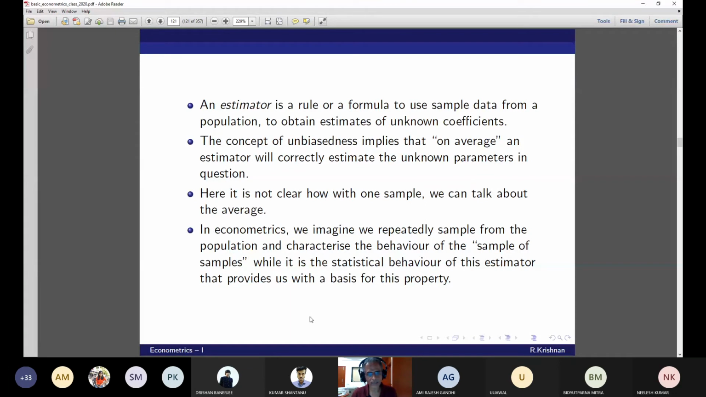What is an estimator? An estimator is a rule or a formula to use sample data from a population to obtain estimates of unknown coefficients. All these people, estimator, estimate, they have a lot of hair splitting over this. The concept of unbiasedness implies that on average, an estimator will correctly estimate the unknown parameters in question. So this is exactly the problem. What do you mean by unbiasedness?